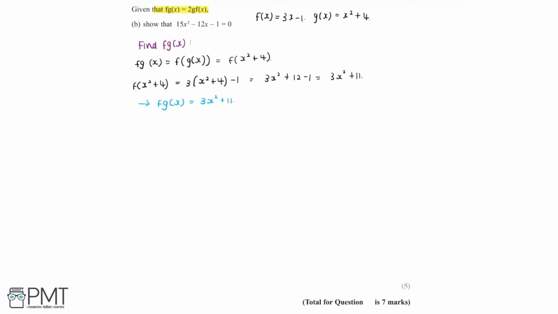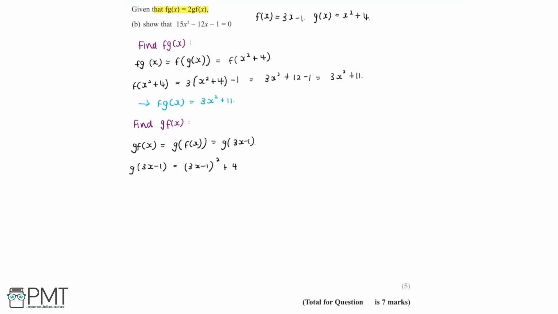Next we need to find g of f of x. And again, we can write this in a way that's slightly easier for us to understand. And now to find g of f of x, knowing that g of x is equal to x squared plus 4 and f of x is equal to 3x minus 1, g of f of x would be equal to g of 3x minus 1. And now to find g of 3x minus 1, we'd do 3x minus 1 all squared plus 4.